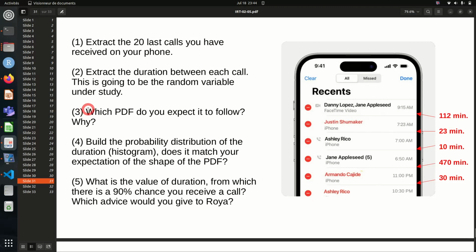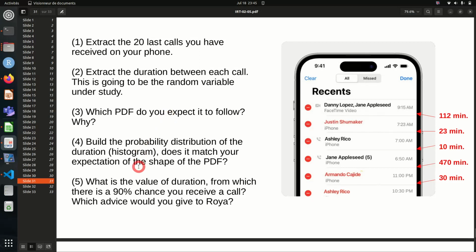Before, which PDF do you think it's going to follow? Which mathematical model do you think this random variable is going to follow and why? I want you then to build the probability distribution and compare what you see with your expectation.